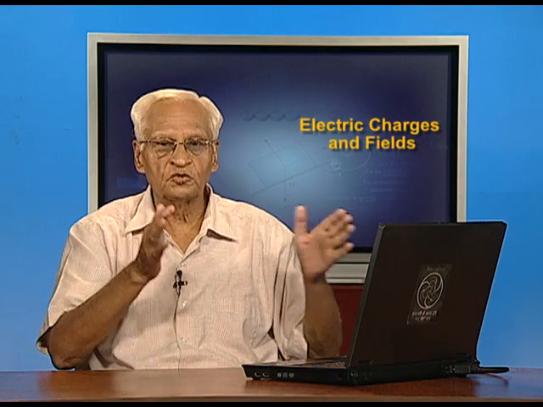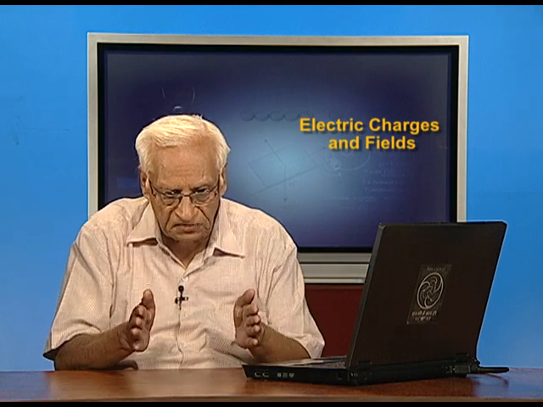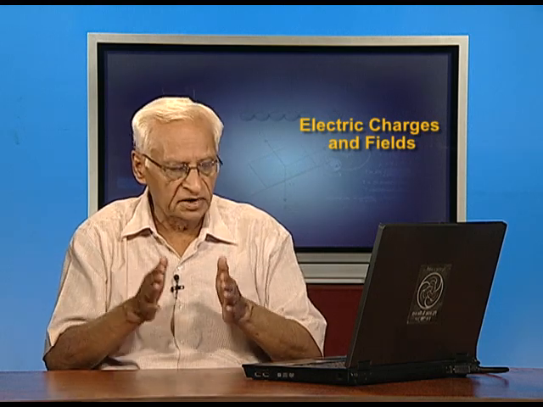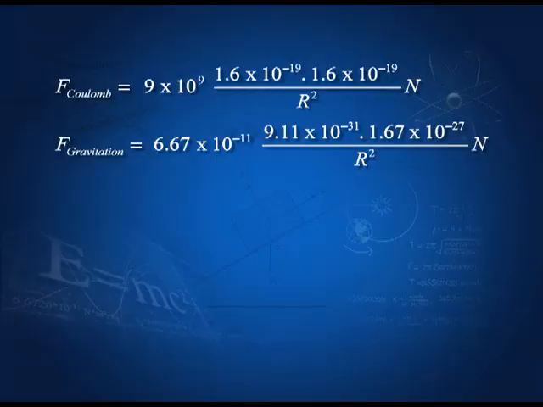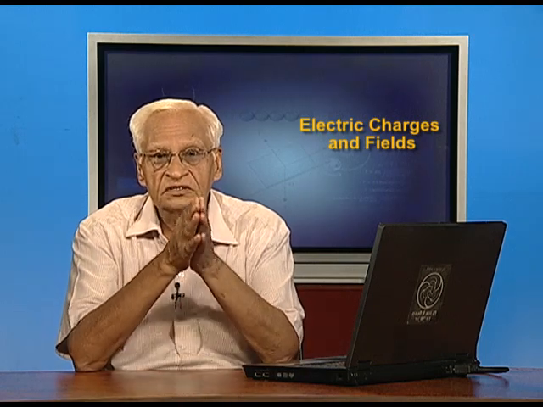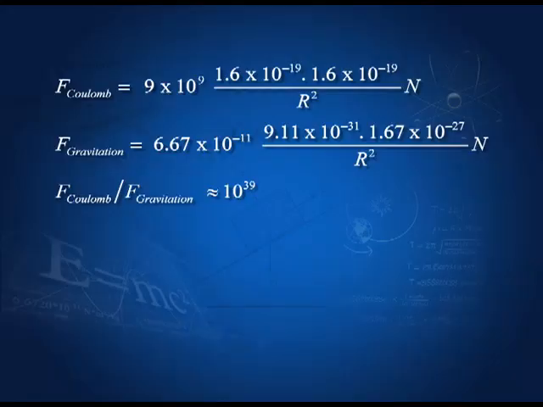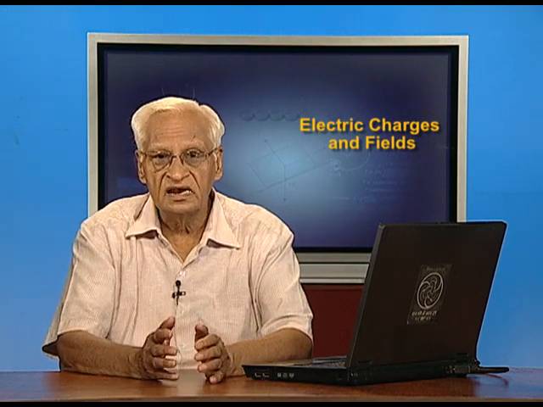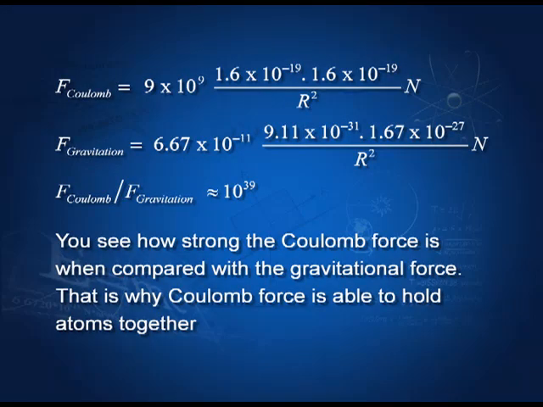What we shall do is to find the electrostatic force between a proton and an electron and the gravitational force between the electron and the proton and find their ratio. So, we just put in numbers and we find the ratio. F Coulomb by F gravitation is 10 to the power 39, a huge number. That means the electrostatic force is something like 10 to the power 39 times stronger than the gravitational force. So, gravitational force is really a very weak force.